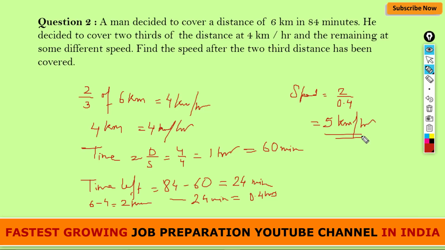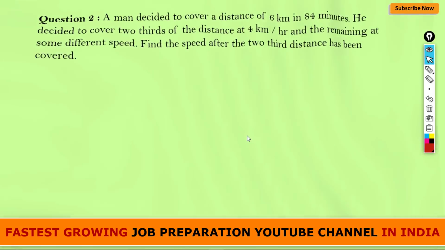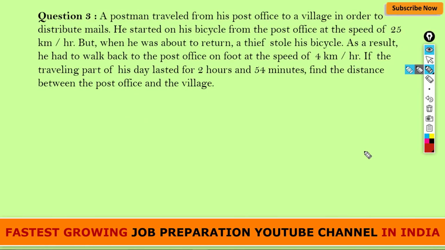So moving on to the next question: a postman travelled from his post office to a village in order to distribute mails. He started on his bicycle from the post office at the speed of 25 km per hour. But when he was about to return, a thief stole his bicycle. As a result, he had to walk back to the post office on foot at the speed of 4 km per hour. If the travelling part of his day lasted for 2 hours and 54 minutes, find the distance between the post office and the village.